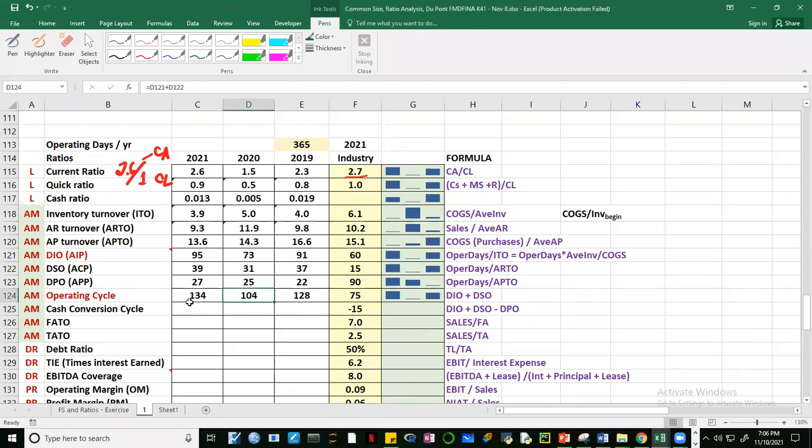All right. So we're done with the operating cycle. Now, what's this cash conversion cycle? This is another important measure. Tingnan nyo guys, cash conversion cycle ni industry -15. Interesting, no? Okay, so how do you compute for the cash conversion cycle? It's your DIO plus DSO minus DPO, or this is also your operating cycle, di ba?